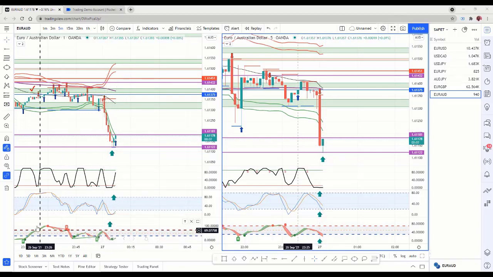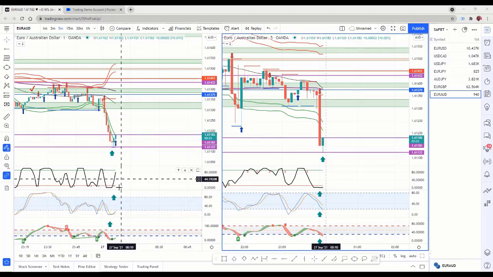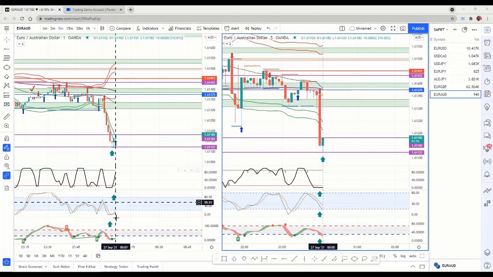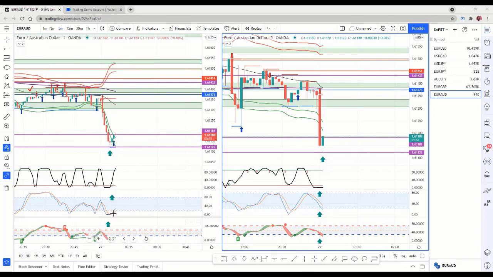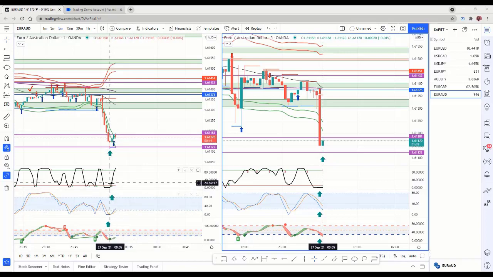My stochastic here has told me, it has shown me green. Look at the straight line. My stochastic has shown me green. This stochastic also, there are different types of stochastic, different settings. This one has showed me that the buyers are taking over. It has crossed and it's going up. It has given me a buy in DMI.